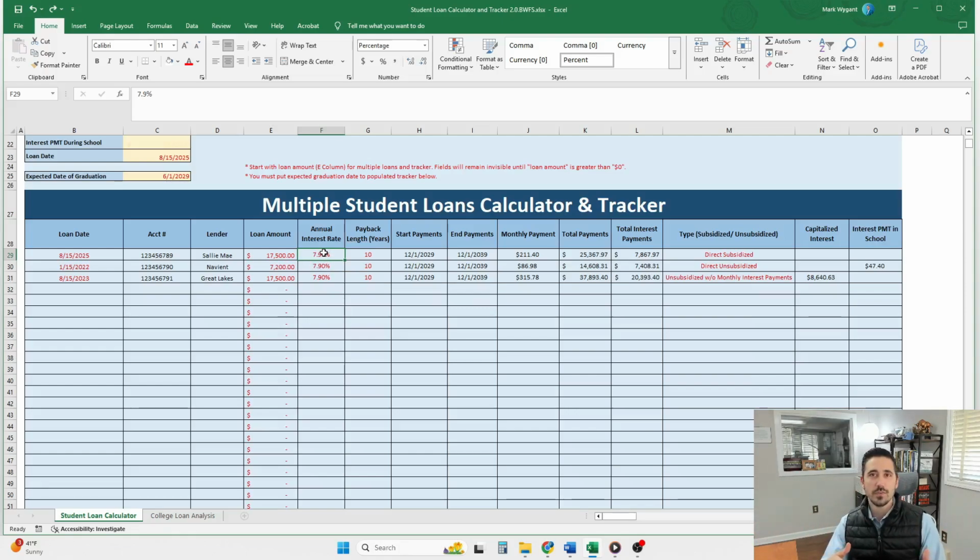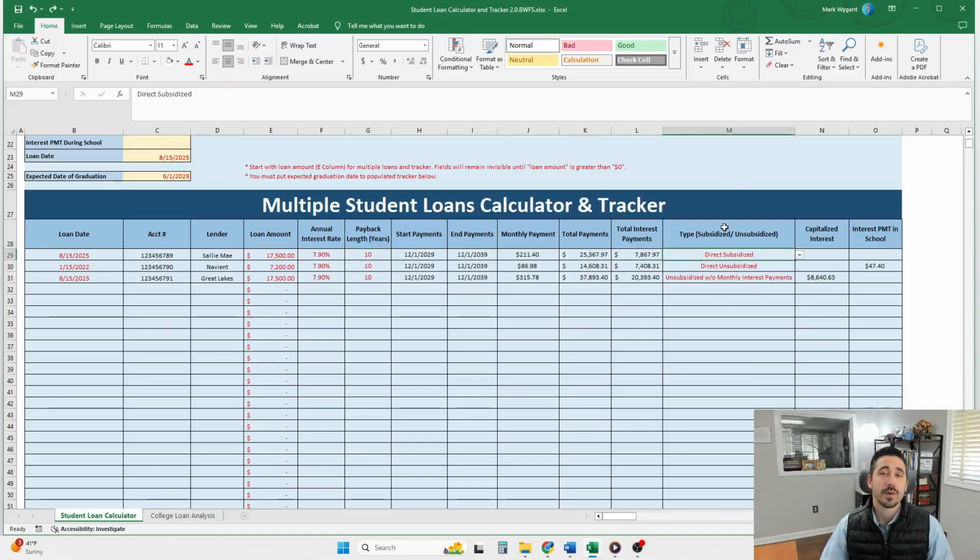A different loan that you take out all the time would be different here, but for the purpose of this, I just kept it all the same. Payback length in years. Most of them are 10 years in a lot of cases. Some of them might be 20 if it's like a Grad PLUS loan that has a 20-year repayment or something. If you're in like a doctorate program, there's just different scenarios out there. But put your payback length here in years. The rest of this is all filled out for you until you get over here.